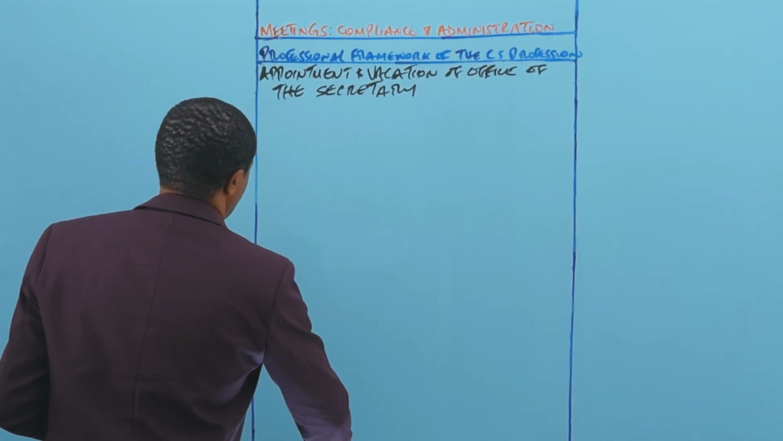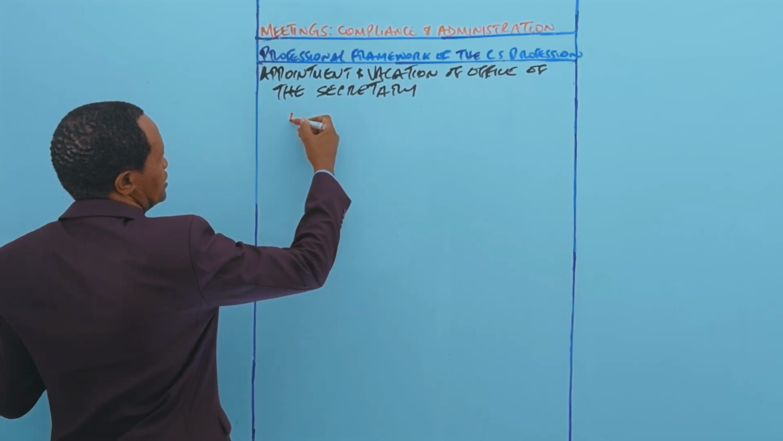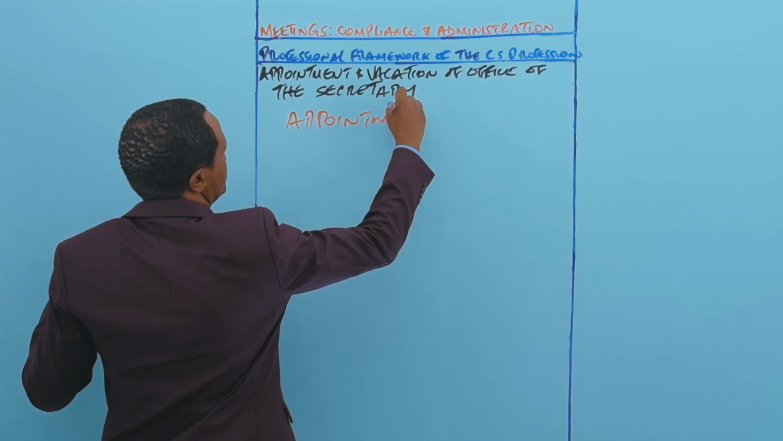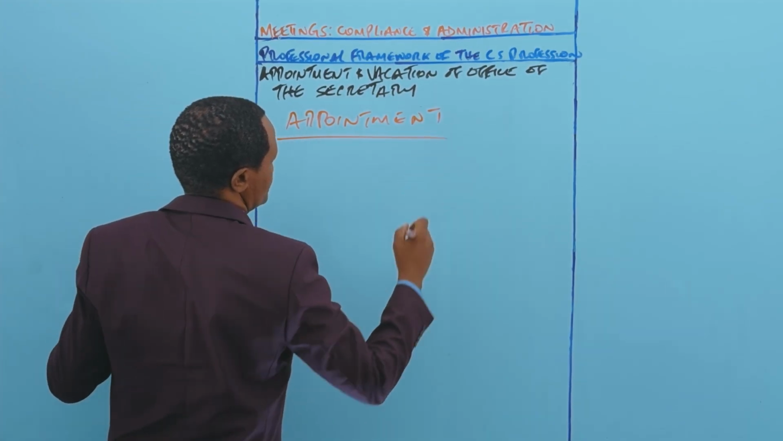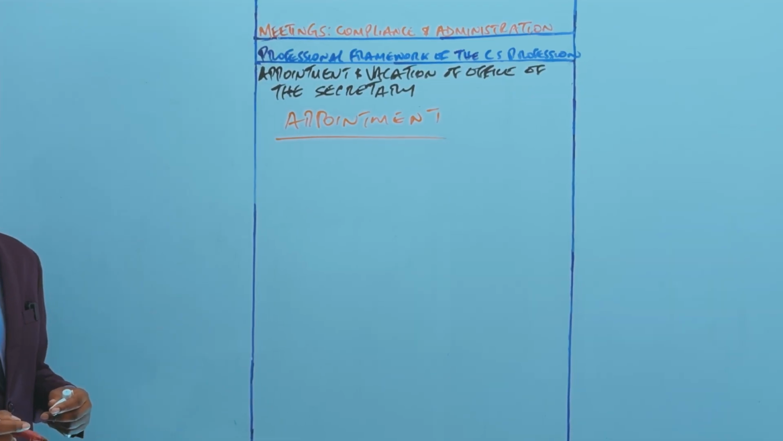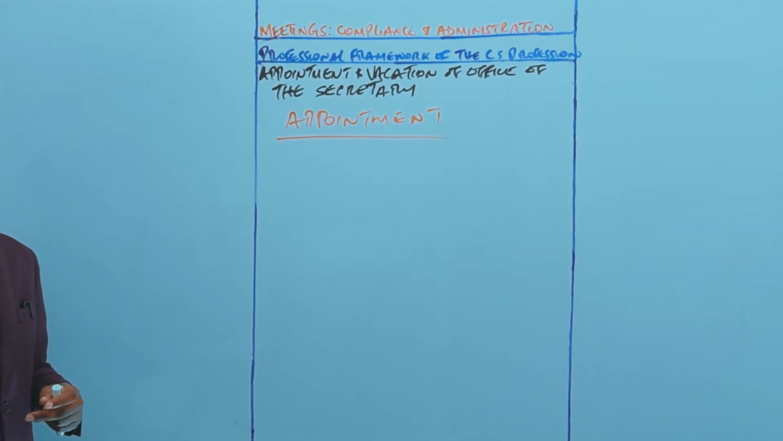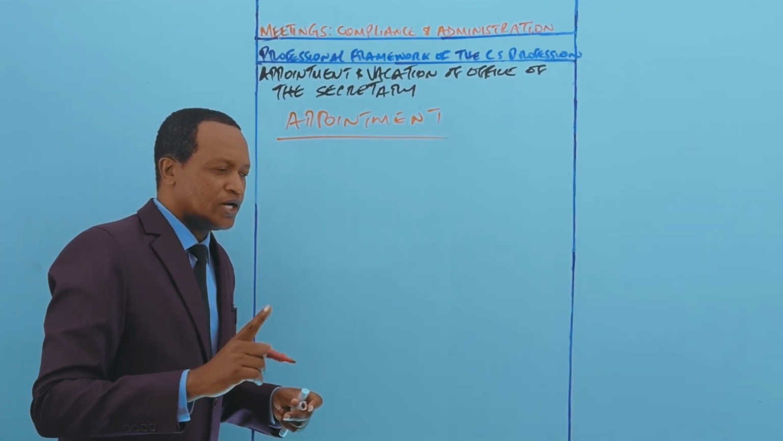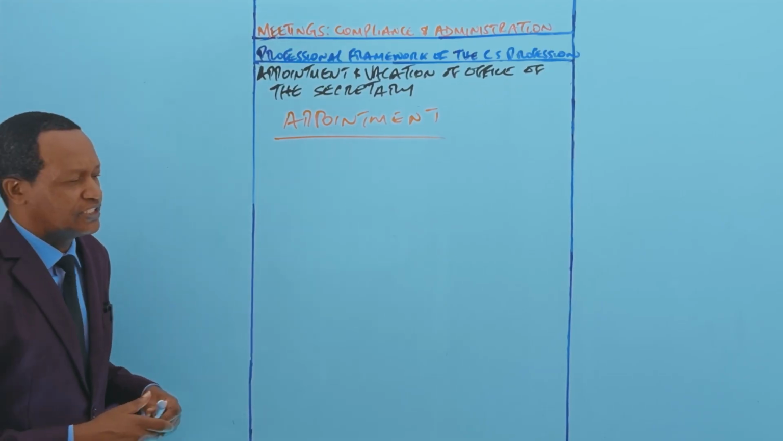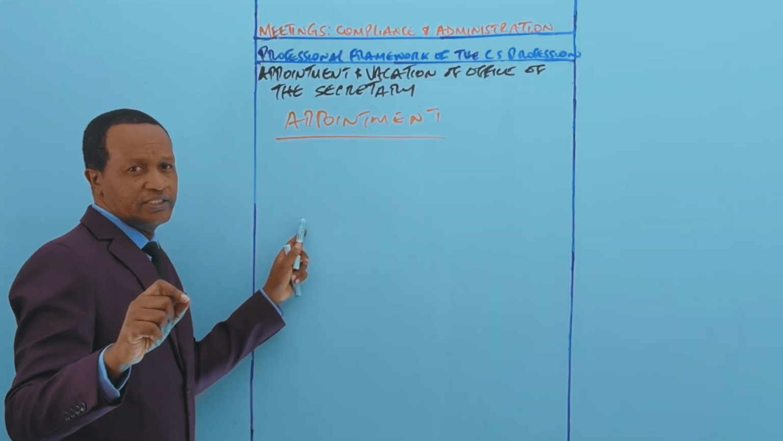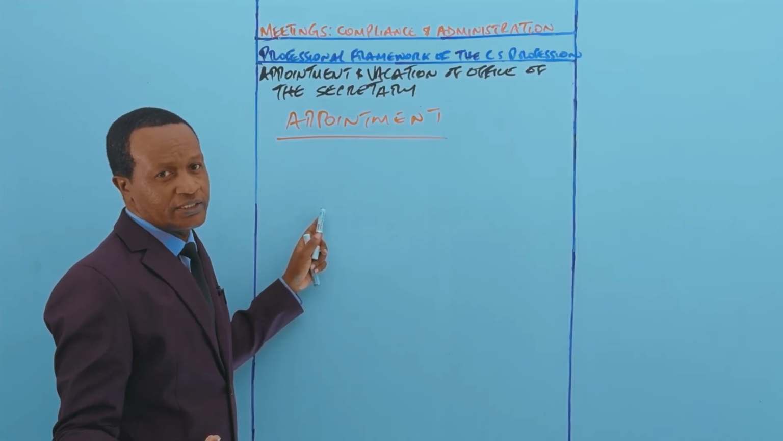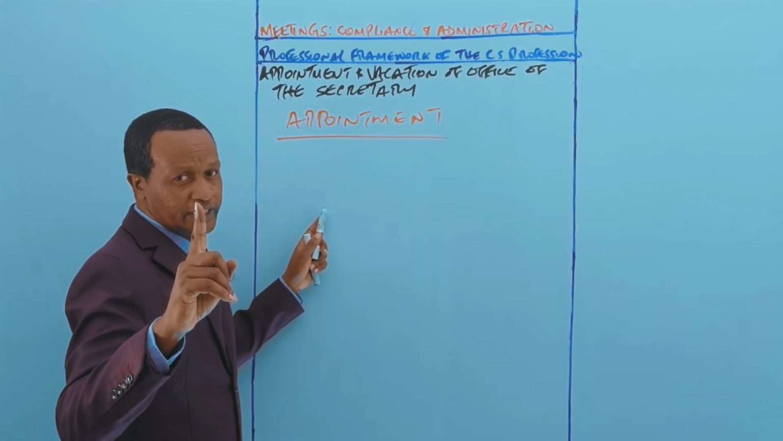So these are two things: appointment and vacation of office. Let's begin with appointment. What is the process of appointing a company secretary? It is a legal process. So what is this process? In Kenya, the power to appoint a company secretary is typically vested in the board of directors, unless the Articles of Association states otherwise.